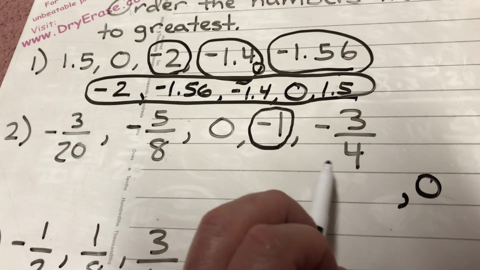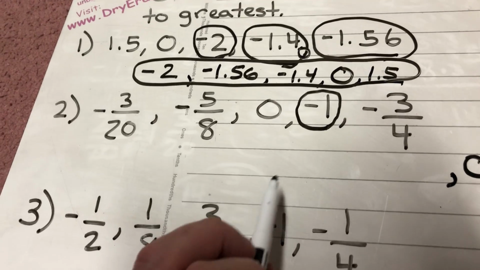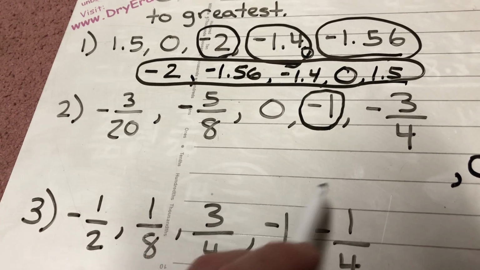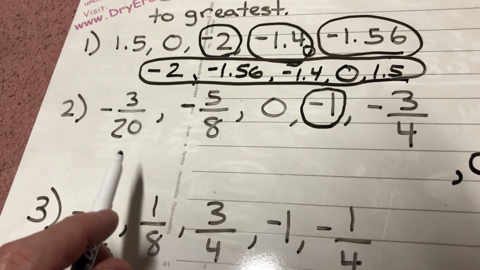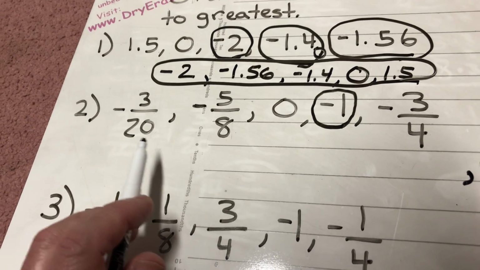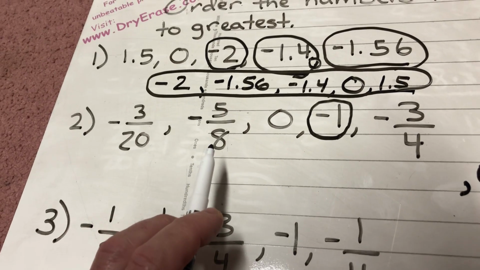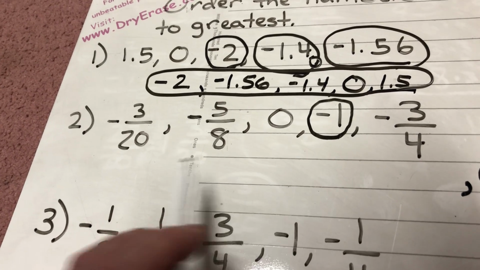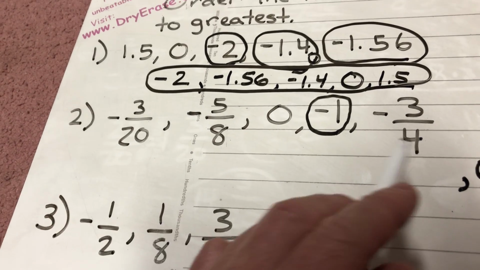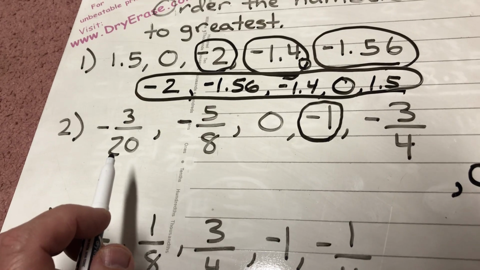But let's figure out what's going on here with all these fractions. What's my common denominator going to be? I've got 4, 8, and 20. Well, 20 is my biggest number. 20 times 1 is 20. And I know 8's not going to work with 20, so I don't even have to worry about whether the 4 works with 20. So I go with 20 times 2.